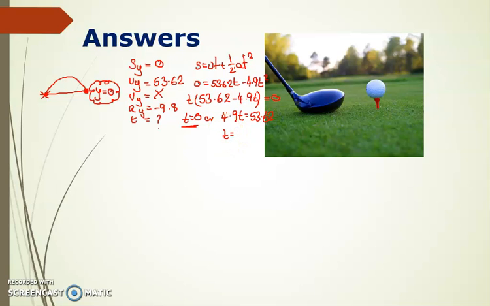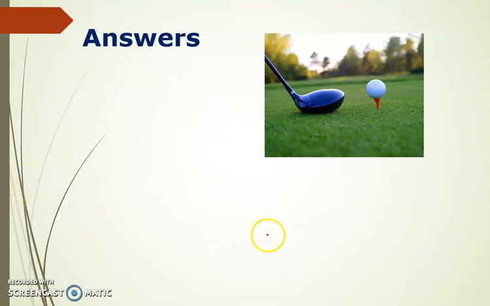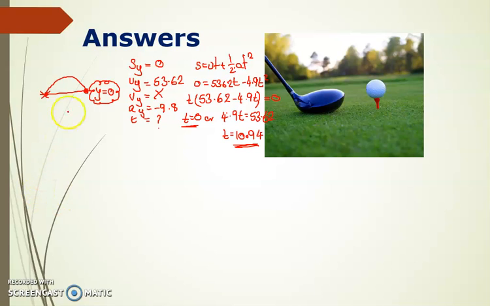So I get 53.62 divided by 4.9, and I get 10.9. Well, it's actually 10.94. I'll be a bit more precise: 10.94 seconds, it hits the deck. That's a big old shot, I think. And what's the final question? It says the distance travelled by the golf ball. Well, fortunately, we've already found out how long it takes to fly that far, 10.94 seconds.